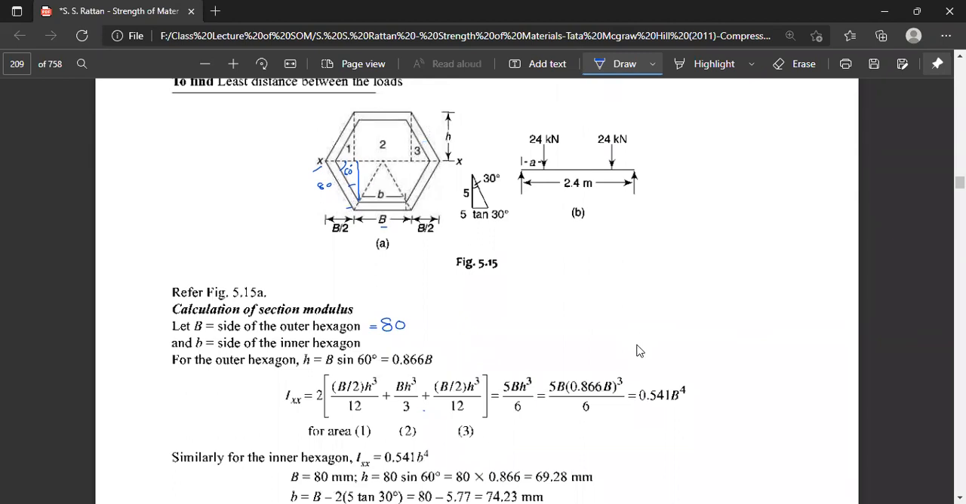So first of all, we have to clear one thing first. We have to draw the Ixx. You have to know the moment of inertia constant about this central line here, not about their individual central line.